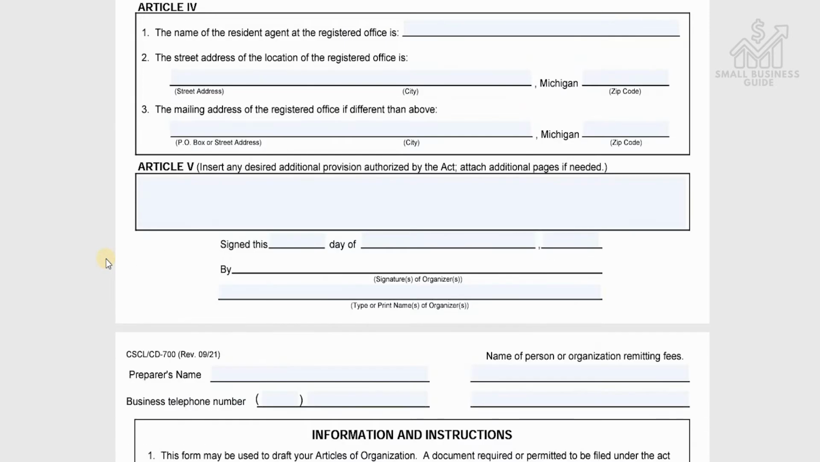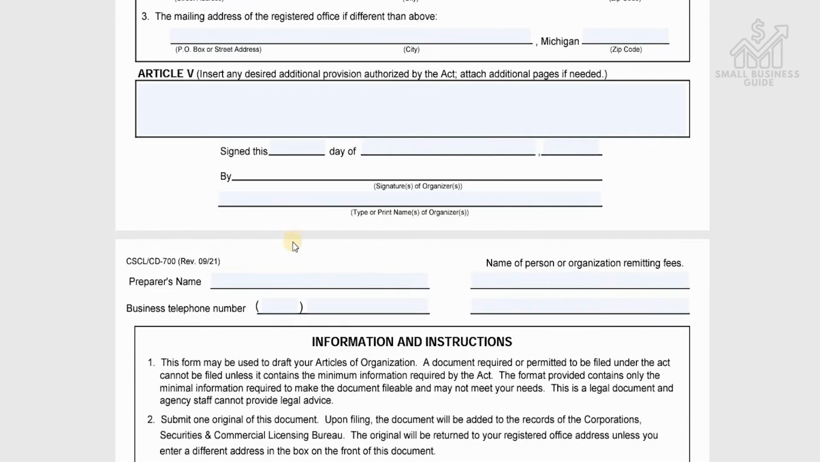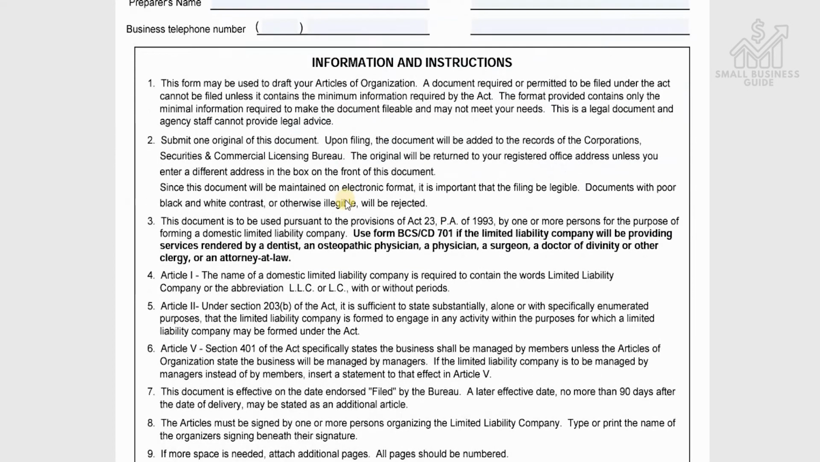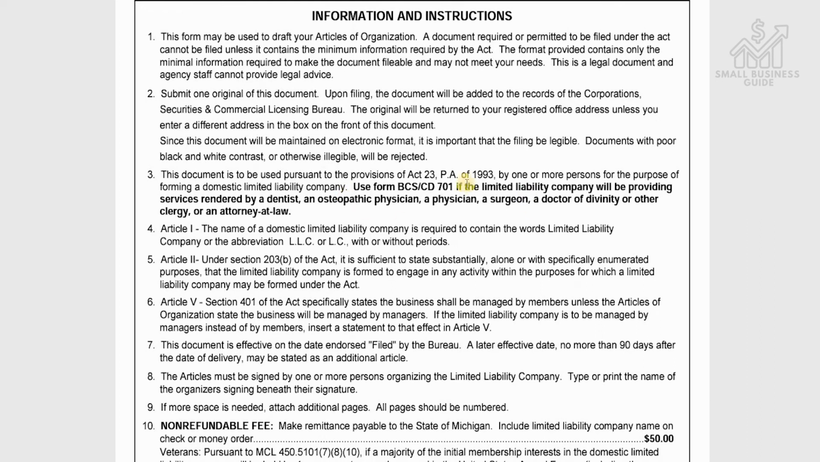The Article 5 you have to insert over here. You have to sign it, date it, and put who it is done by. You have to have the name of the person that prepared all of this so you can actually get back to them. And these are the instructions that I would highly suggest you go through. This is particularly number 3, which is very important, that I'm going to read out. This document is to be used pursuant to Act 23 of 1993 by one or more persons for the purpose of forming a domestic limited liability company.